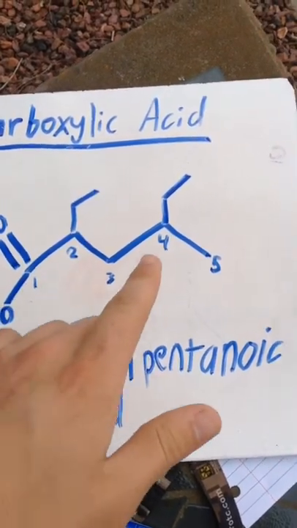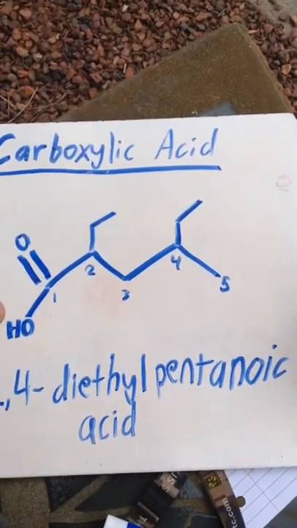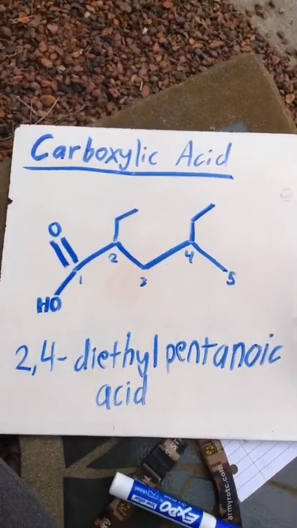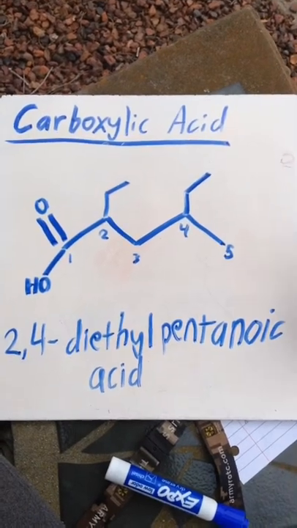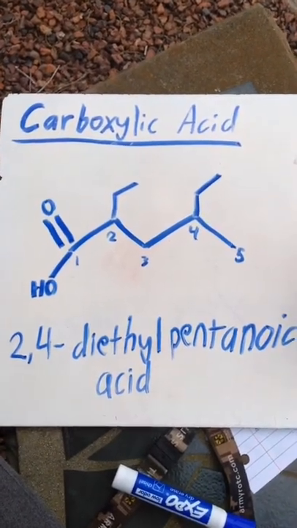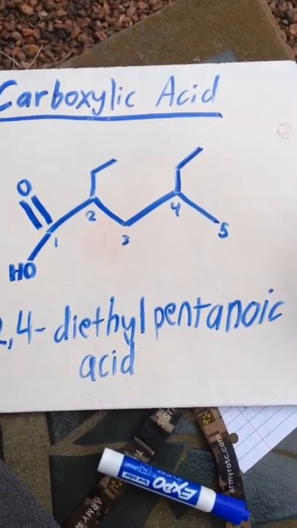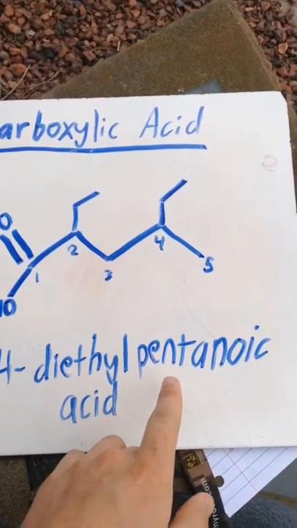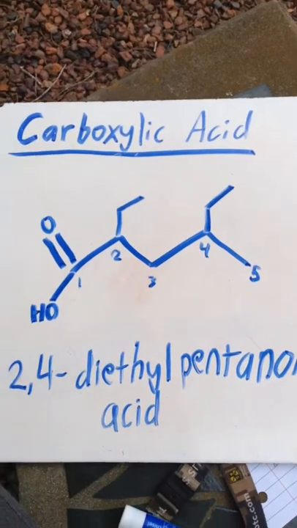1, 2, 3, 4, 5, and then you have two ethyls, so at positions 2 and 4. So for that reason it's named 2,4-diethyl pentanoic acid. The ending for the carboxylic acid is oic and then acid added to the end of your longest carbon chain, which is pent, and there's only single bonds, so it's an, so it's pentanoic acid.